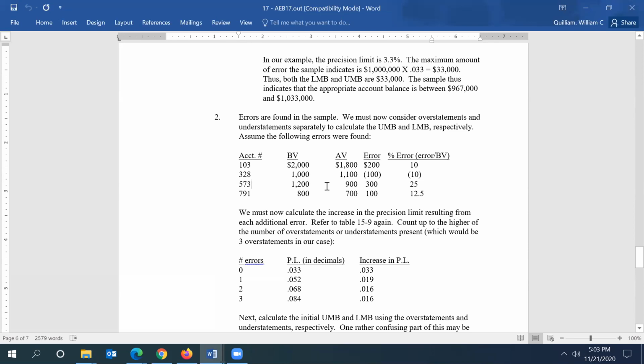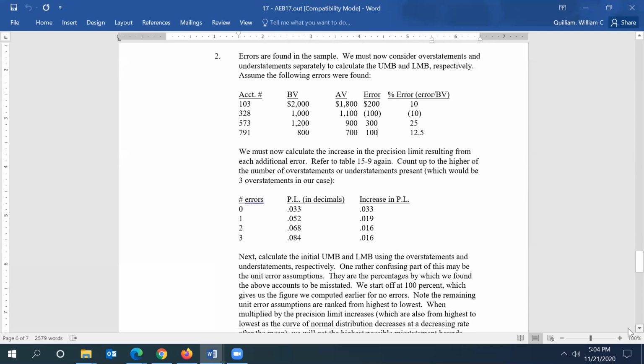Then account 573, book value of 1,200, audited value of 900. It's been overstated by $300, or 300 divided by 1,200 gives us 25% percentage of error. Then account number 791, book value is 800, audited value is 700. That book value is overstated by $100, or 100 divided by 800 is 12.5%. Are you okay there? All right.